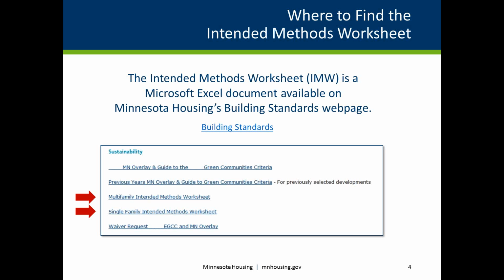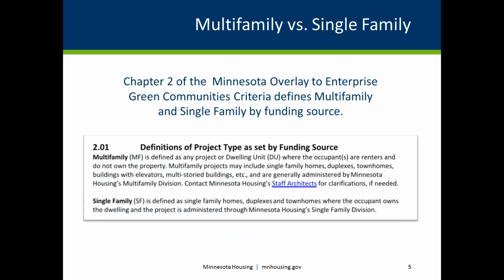One version is the multifamily version, another version is the single-family version. Chapter 2 of the Minnesota Overlay to Enterprise Green Communities criteria defines multifamily and single-family by funding source and not construction type. Note that all projects seeking or receiving funds through Minnesota Housing's Multifamily Division must use the multifamily version of the Intended Methods worksheet.